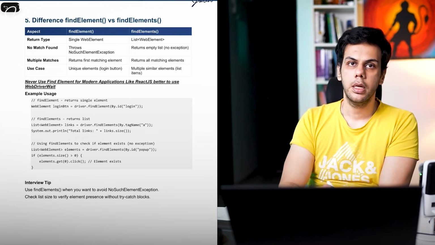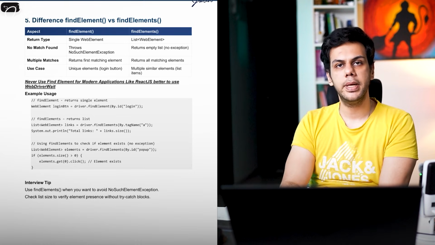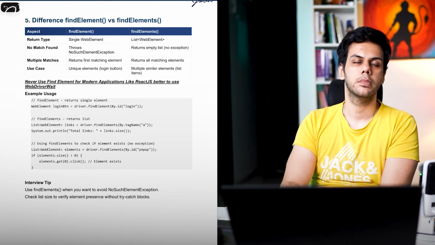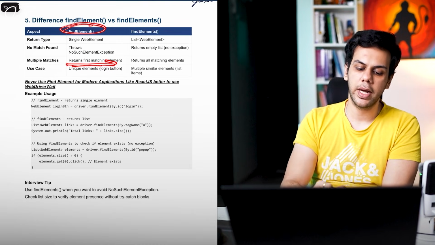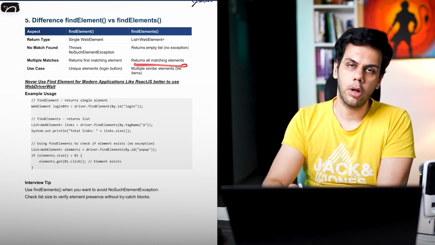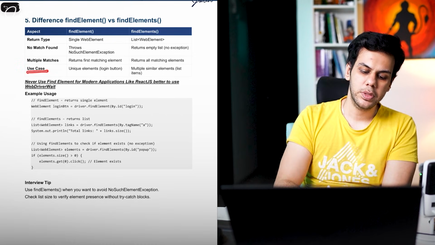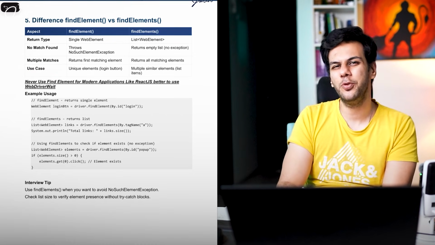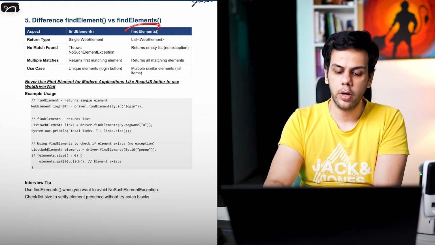Multiple matches. If your locator is not unique, you are having multiple elements with the same locator, then you are only going to get the first match when you're using find element. But in find elements, it's going to return all the matches. Okay, it's going to return you all those elements. Use case: when you want to find a unique element, go for find element. If you want to find all the elements, go for find elements.